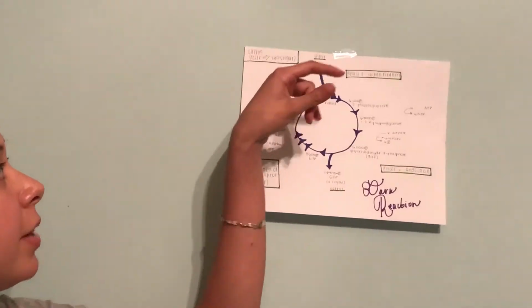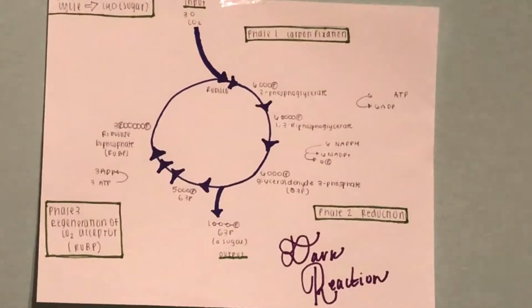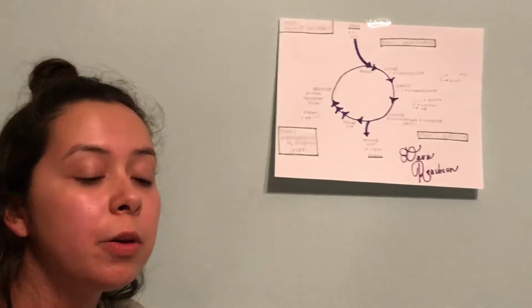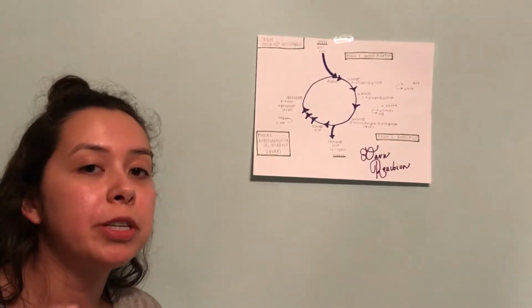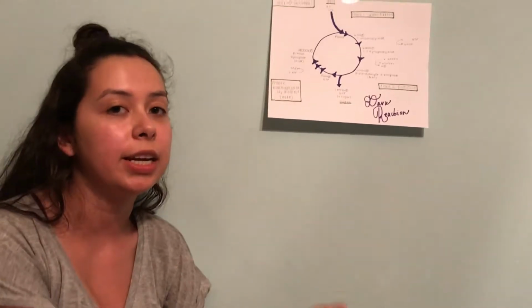Starting with the light-independent reaction, you're going to start off with sugar. And with sugar, you're going to get the CO2. With CO2, you're going to start with carbon fixation, which is caused by rubisco. Rubisco is pretty much going to suck up all the CO2 and transform it from inorganic to organic.